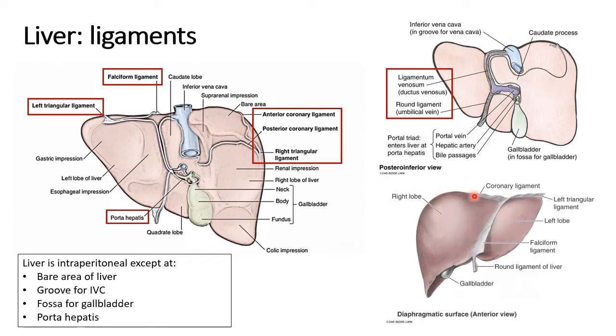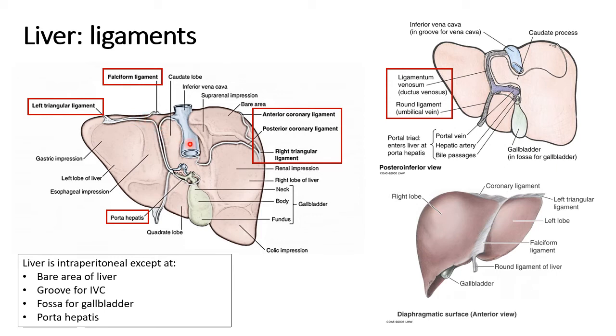The one that you see over there is the right layer of the coronary ligament, which is this one. So this is the right layer of the coronary ligament, and this is the anterior layer of the coronary ligament, and this is the posterior layer of the coronary ligament.